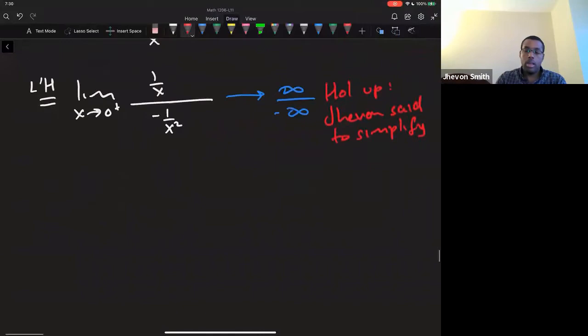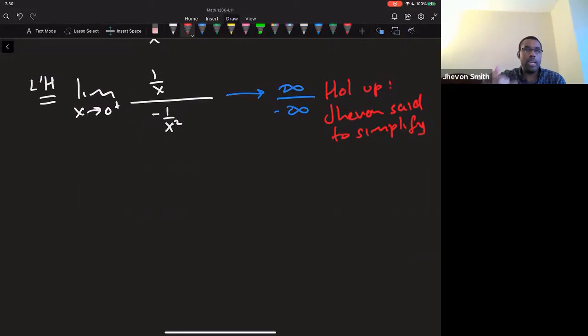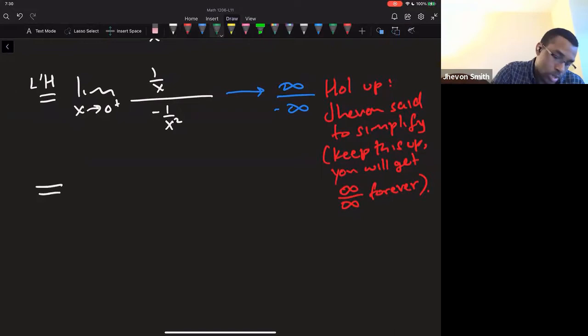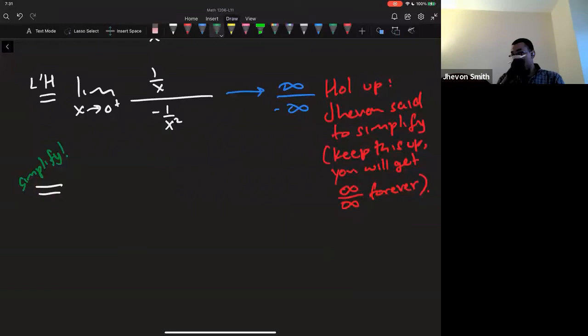If you keep this up, you'd literally go forever, repeating 0 over 0, infinity over infinity, forever. So instead, we simplify. Before you even think of applying a second L'Hopital's rule, remember the principle: you always apply lower level things before higher level things. Before you hit it with L'Hopital's rule, simplify first. Apply the algebra rule before the calculus rule.